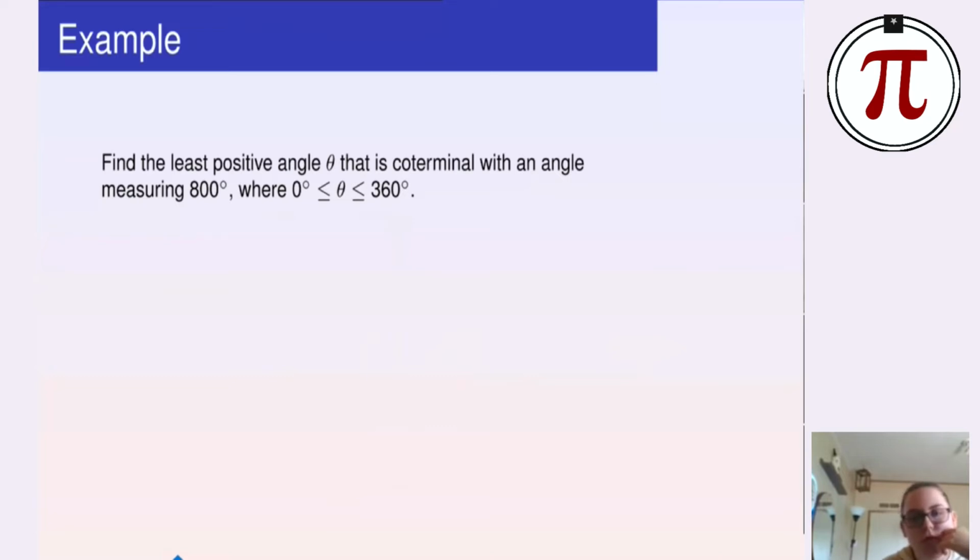Find the least positive angle theta that is coterminal with an angle measuring 800 degrees, where 0 degrees is less than or equal to theta, which is less than or equal to 360 degrees.